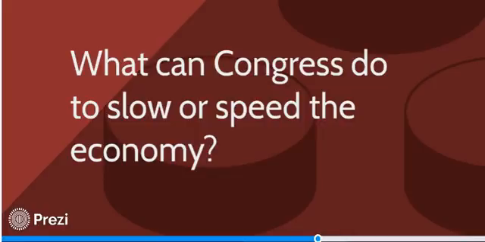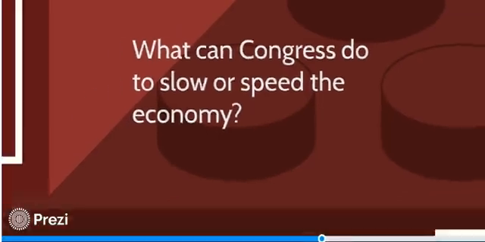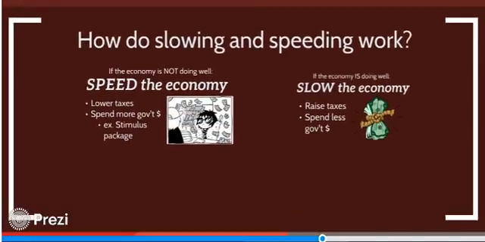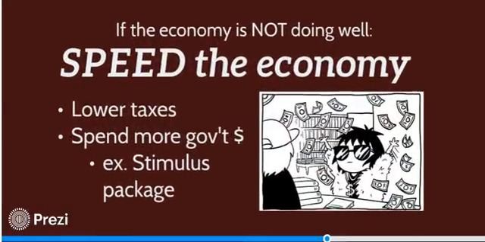So what can Congress do to slow or speed the economy? They're not going to use tight and loose policy. They're going to either speed the economy up or slow it down. So here's how it works. If the economy is not doing well, they want to speed up the economy.